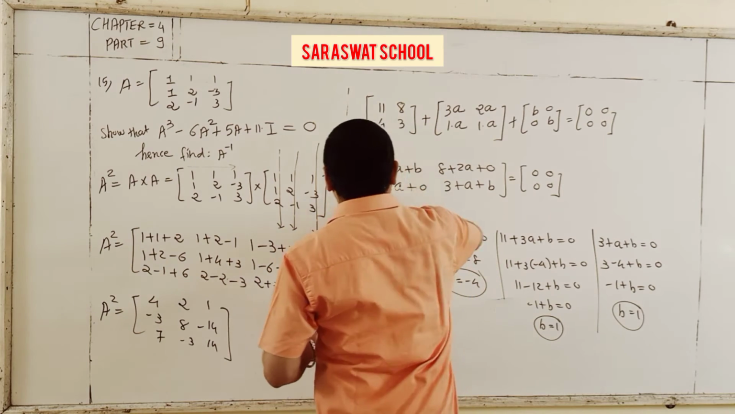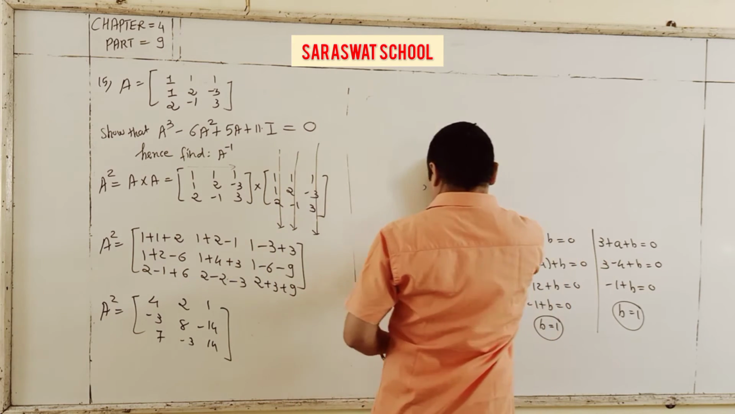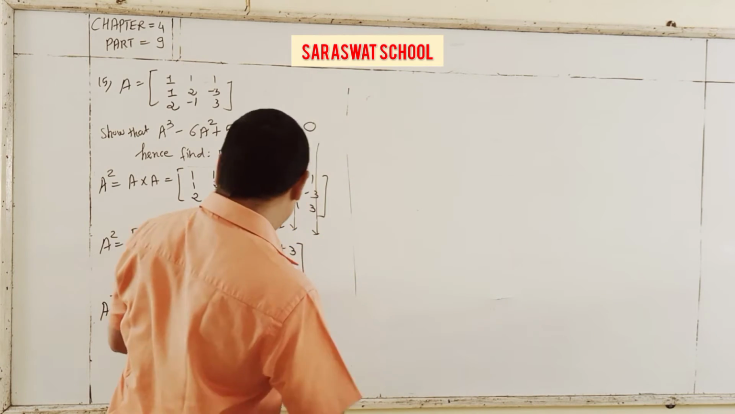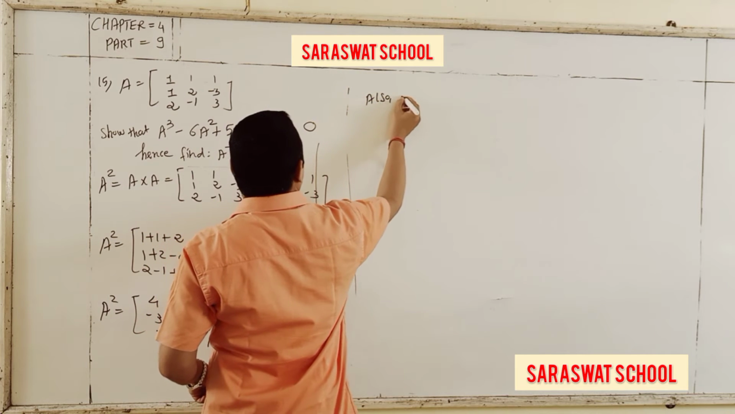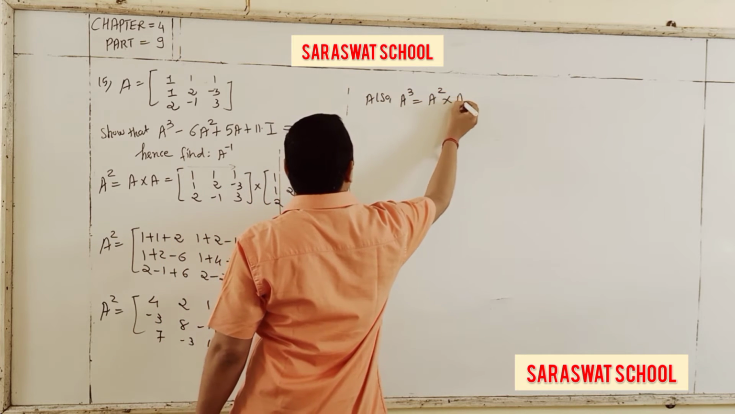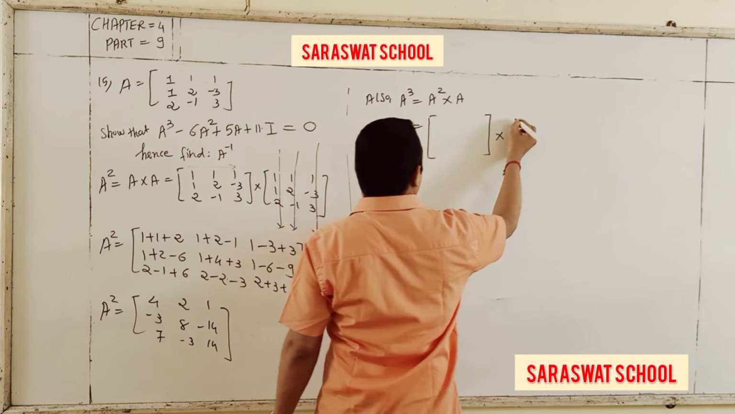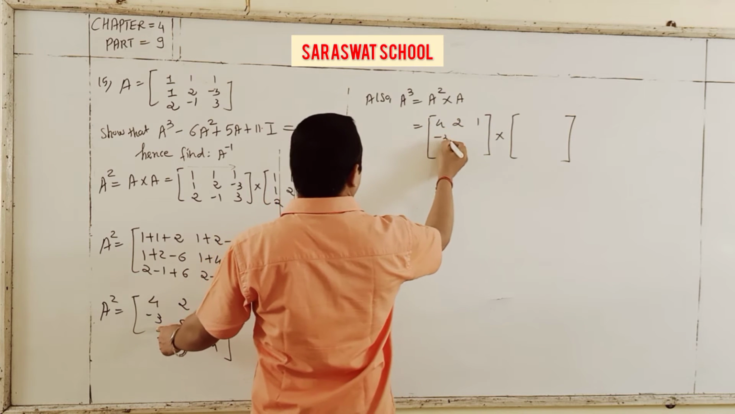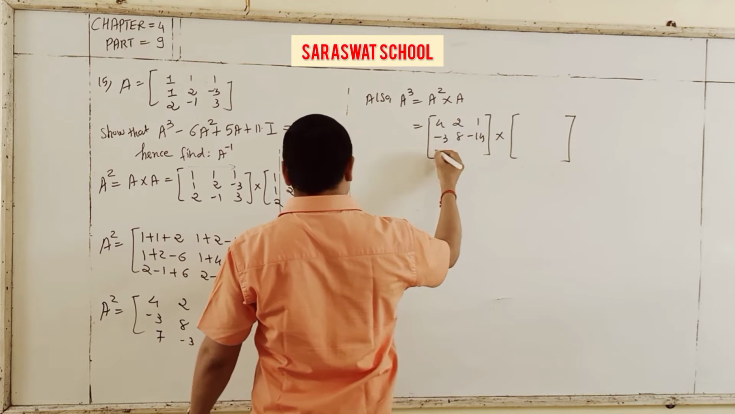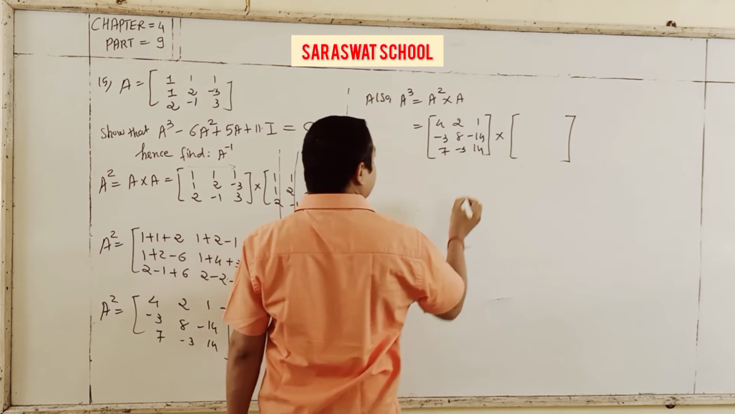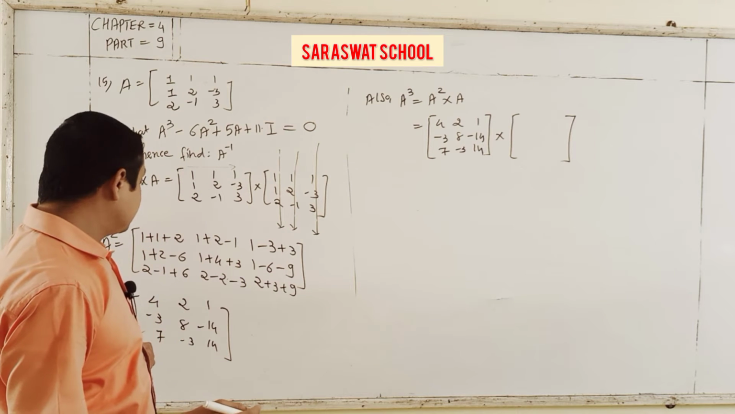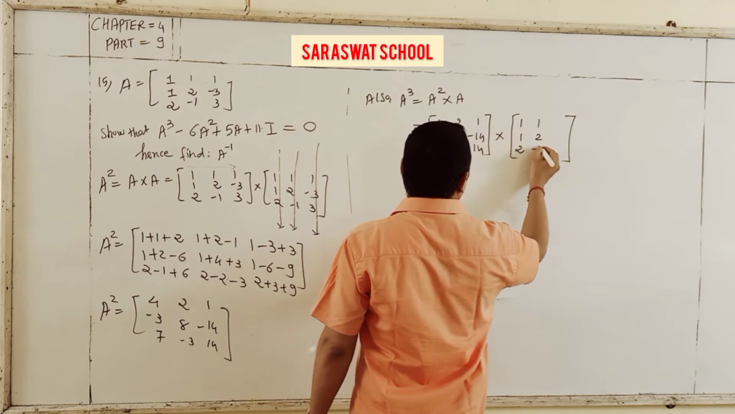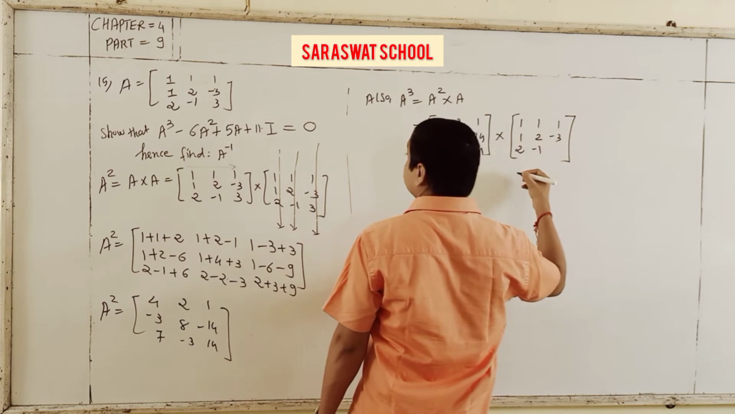Yes students, that is the A squared done. Now I go to A raised to 3, the A cube. Also we can derive A cube is A squared into A. Just put the A squared and put the A. A squared is known, [4 2 1; -3 8 -14; 7 -3 14], and A is known also, [1 1 2; 1 2 -1; 1 -3 3].